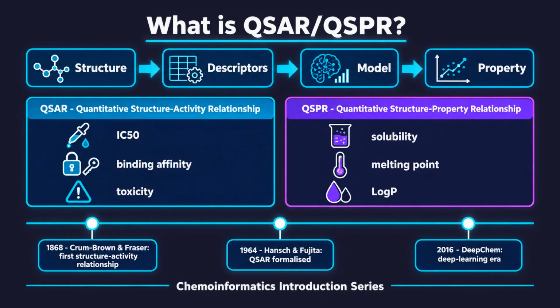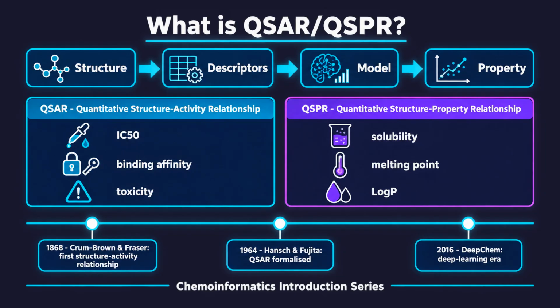QSAR stands for Quantitative Structure-Activity Relationship, while QSPR stands for Quantitative Structure-Property Relationship. Both follow the same principle. Molecular structure determines molecular properties. QSAR focuses on biological activities like drug potency, binding affinity, and toxicity. QSPR focuses on physical properties like solubility, melting point, and lipophilicity.